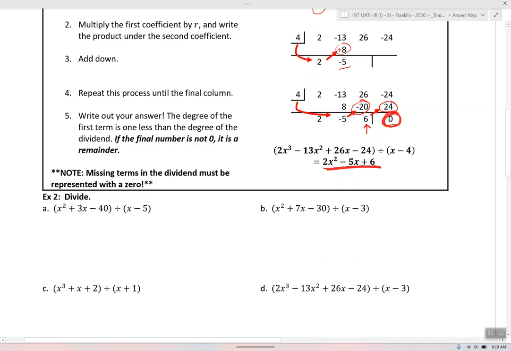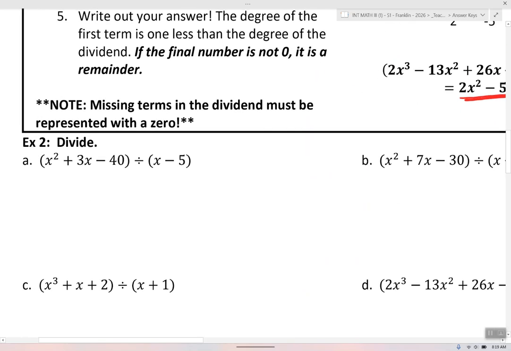So let's practice this. We're going to divide x squared plus 3x minus 40 divided by x minus 5. So here's how this gets set up.